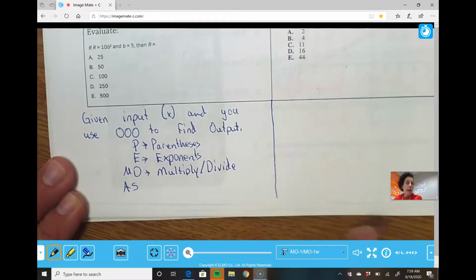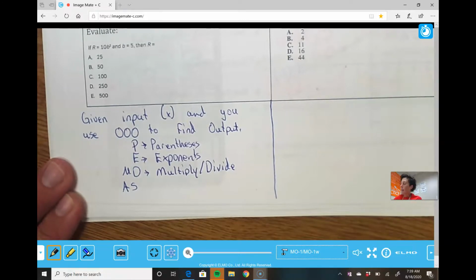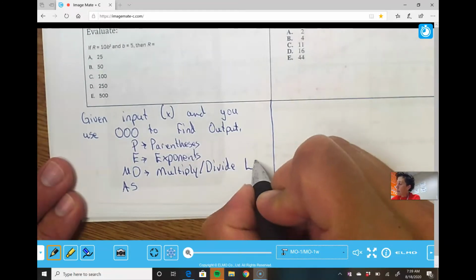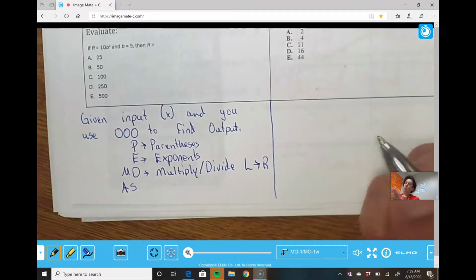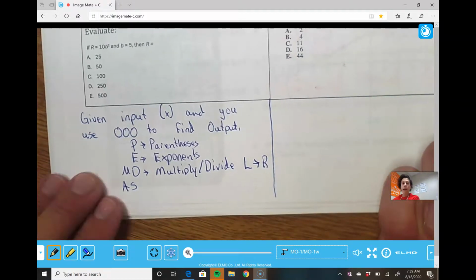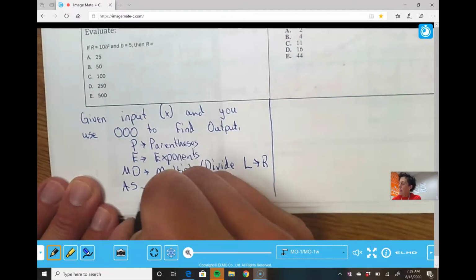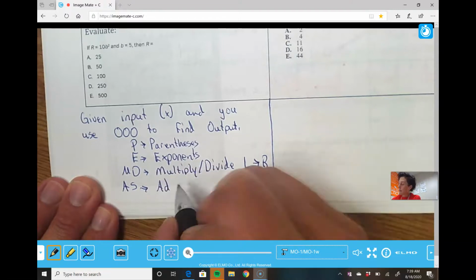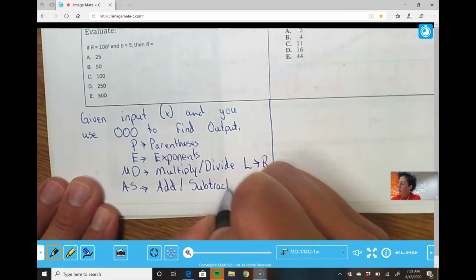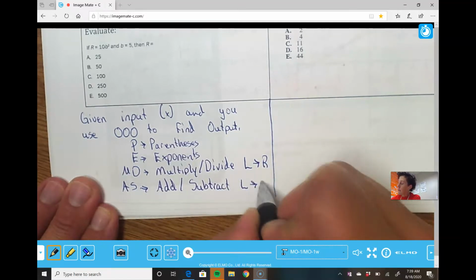But you don't multiply and then divide. You just look at your problem like you're reading, left to right, and you do whichever one comes first. So sometimes you'll multiply first, sometimes you'll divide first. It just depends whichever happens as you go left to right. And then the same with your add and your subtract. You're going to work your way left to right.